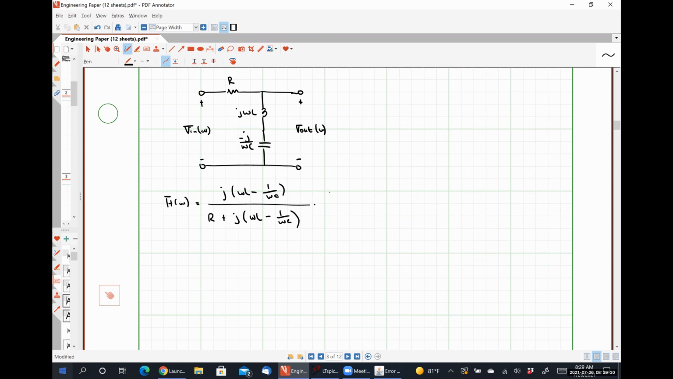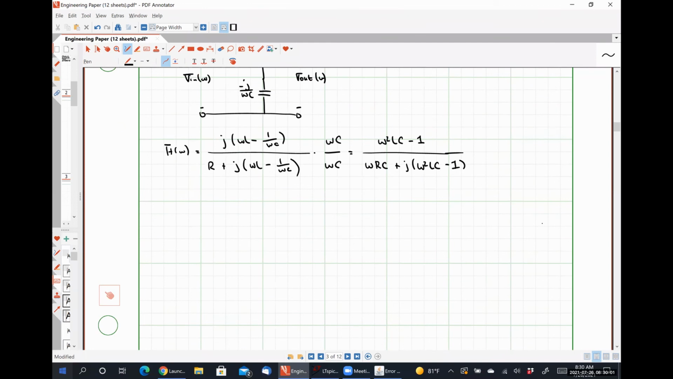If we multiply through by omega C over omega C, this gives us omega squared LC minus 1 in the numerator and omega RC plus J omega squared LC minus 1 in the denominator. So this is our simplified form of our transfer function.